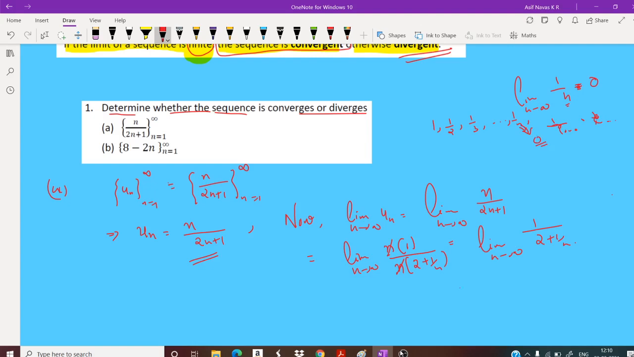So this limit you will get 1 by 2 plus 0, that is 1 by 2. So this is a finite quantity. Then what can you tell about the sequence? Is it convergent or divergent?